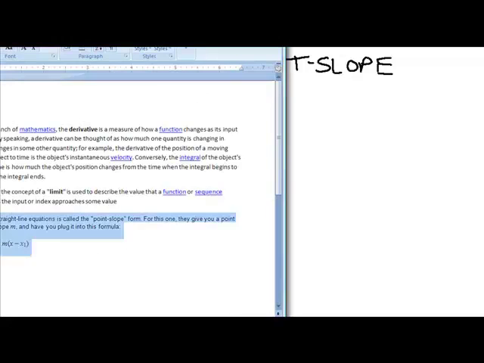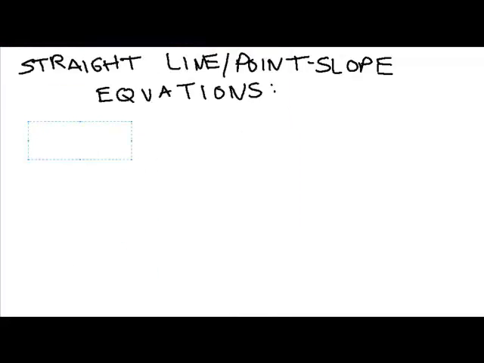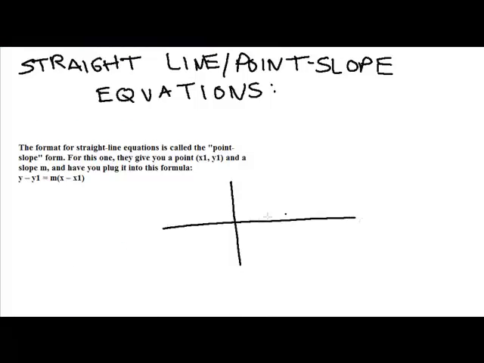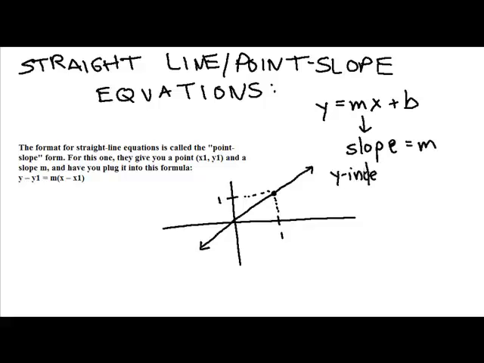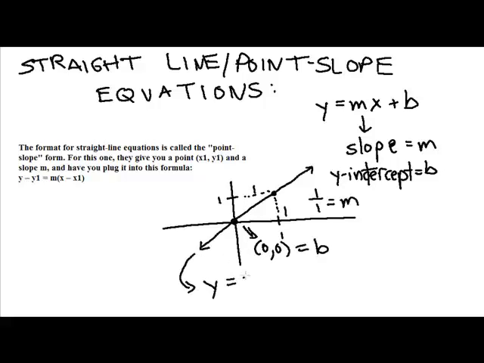Straight line or point slope equations. The format for a straight line equation is called point and slope form. For this equation they give you a point x, y, and a slope m, and you have to plug it into the formula. y equals mx plus b, where m is the slope and b is the y-intercept.